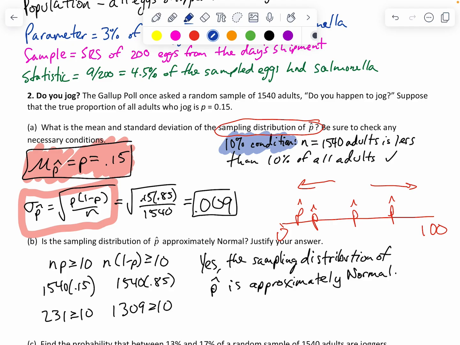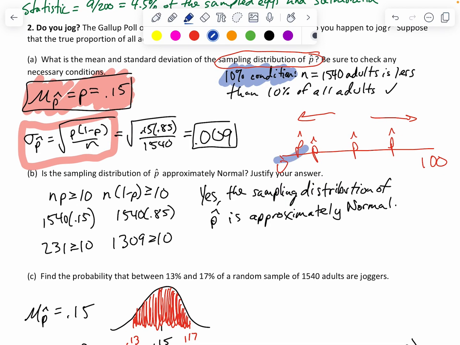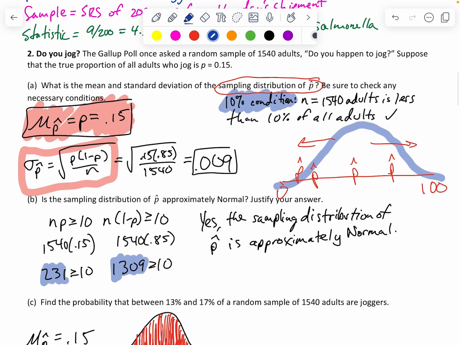Whereas in letter B, to determine whether all of these p-hats eventually create a normal curve, we have to use the large counts condition, which is np and n(1 minus p) greater than or equal to 10. Both of those numbers end up being at least 10, remember that's 231 successes we expect and 1,309 failures out of the sample. Basically, people that say yes and people that say no to jogging. Because of that, the sampling distribution of p-hat is approximately normal, right?